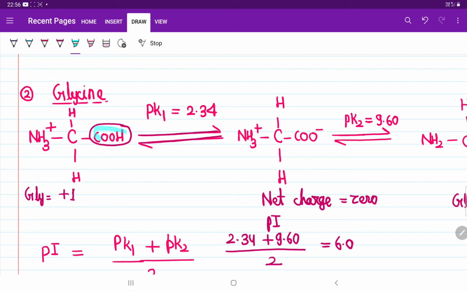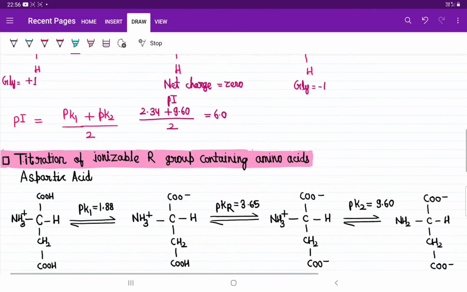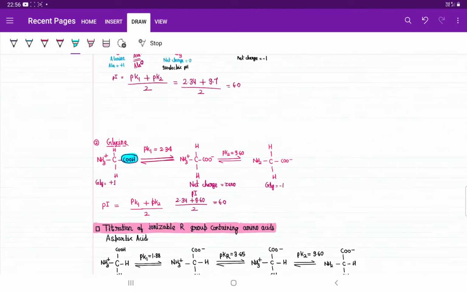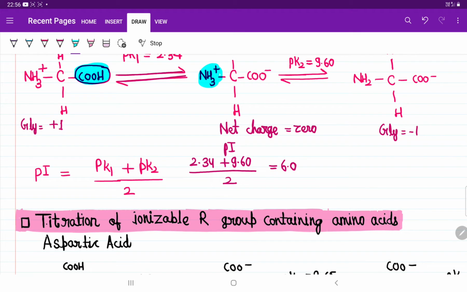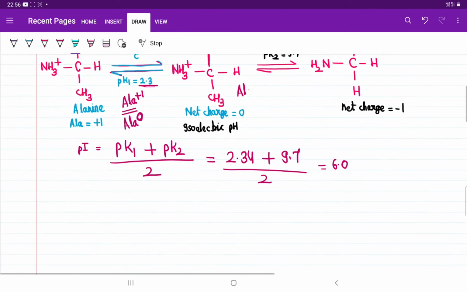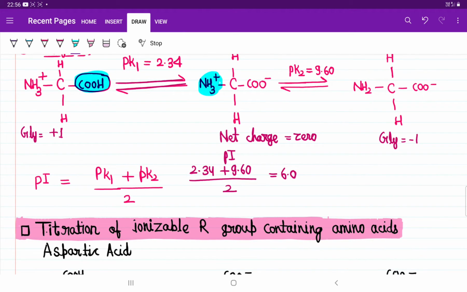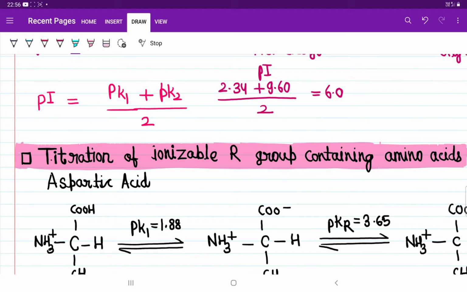The important point is that during deprotonation, the carboxylic acid will lose the first proton, and then the amino group will lose a proton second. So this is about those amino acids whose side chain is non-ionizable. But what about those amino acids whose side chain has a carboxylic acid group, or an amino group? Let's see.